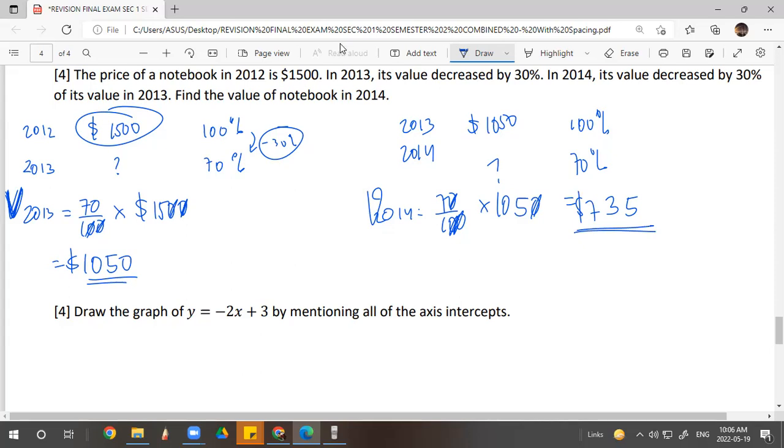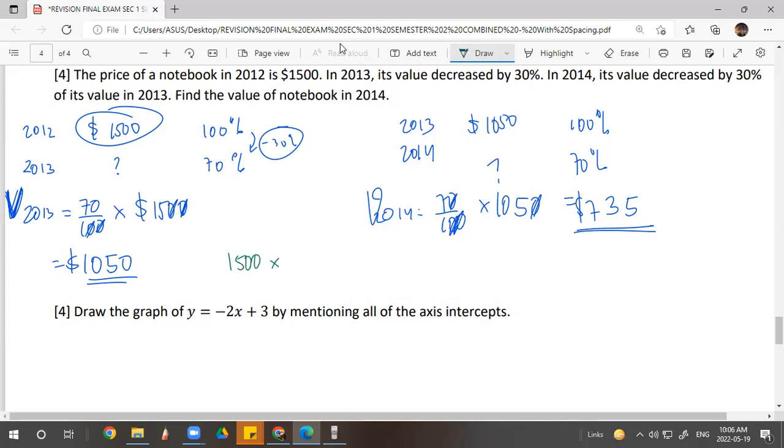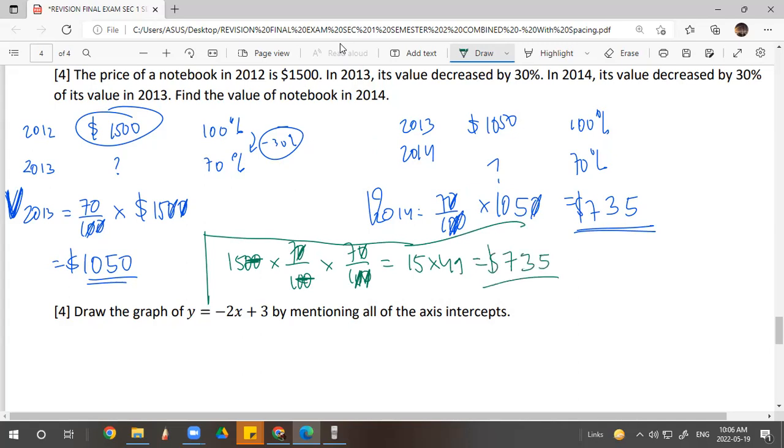Or there is another way. I use the other color. Directly from 1,500, you decrease twice. The decrease is 70%, double. We will get the same answer, obviously. Cross, cross. So 15 times 49. This is faster but seems harder to understand. But again, I will give you two answers, two possibilities.